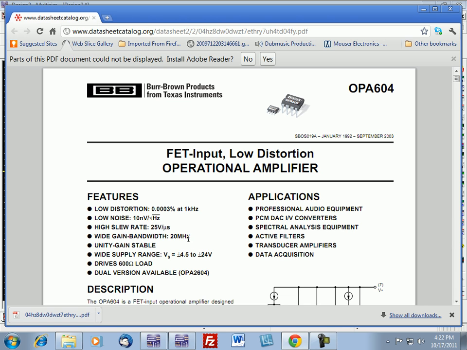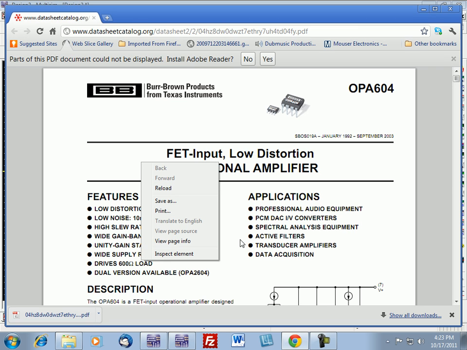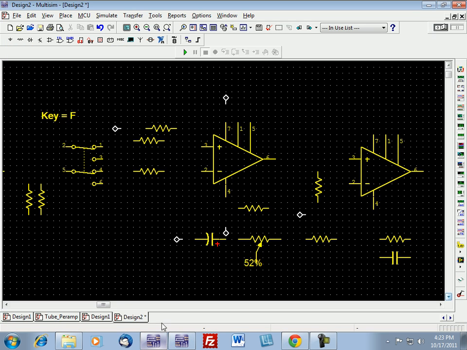The power supply range is very wide, from 4.5 volts to 24 plus and minus volts. It also can handle a very low impedance of 600 ohms, which is very suitable for audio, and that's why this preamp is the preamp of choice today.